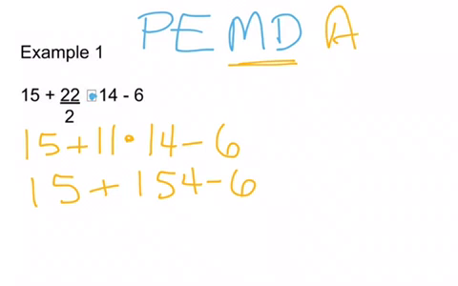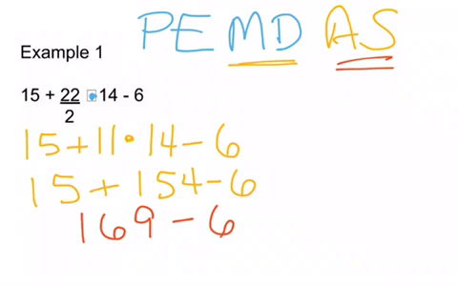Now we look for our addition and subtraction, and we're going to do that left to right. So first we have our 15 plus our 154, which will be 169. Then we can take away our 6 because that is the next left to right addition and subtraction that we have. And 169 minus 6 is 163. That we have followed through all the PEMDAS. Our final answer is 163.